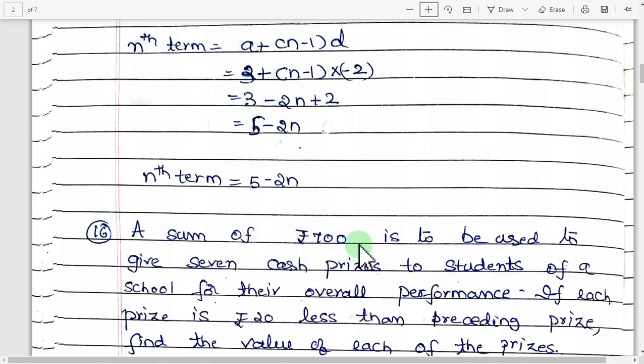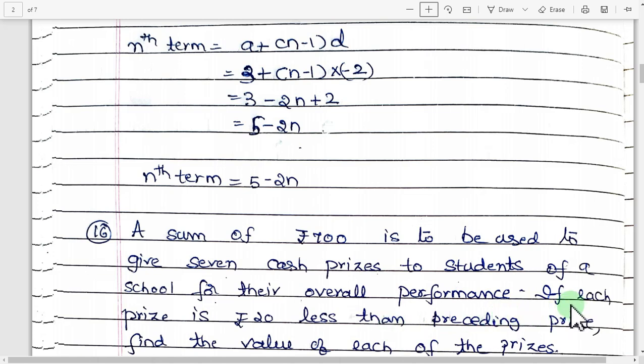When you relate this question to arithmetic progression, a sum of rupees 700 is Sn, the total amount, which is to be used to give 7 cash prizes. So we have to divide this into 7 cash prizes. Means in this AP, if you write the cash prizes in AP, 7 terms will be there. So n is 7.